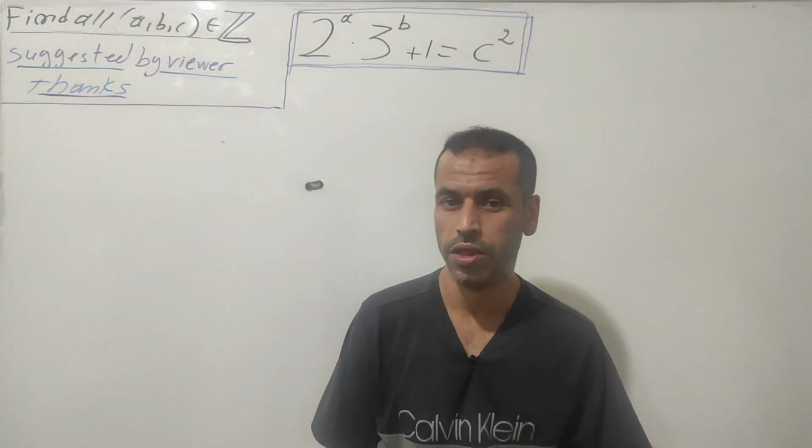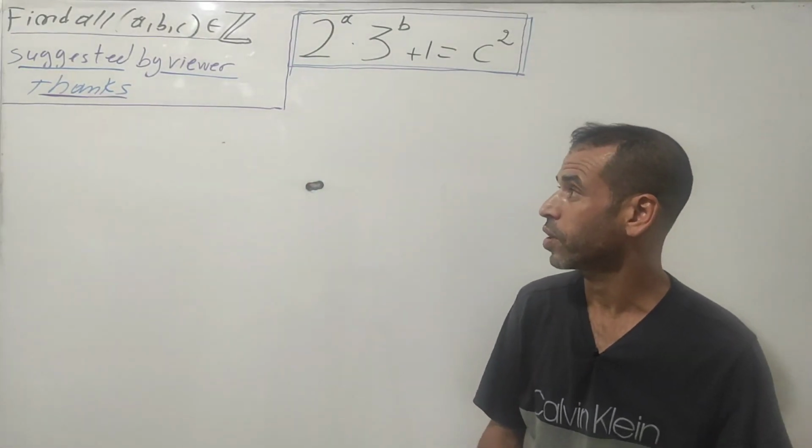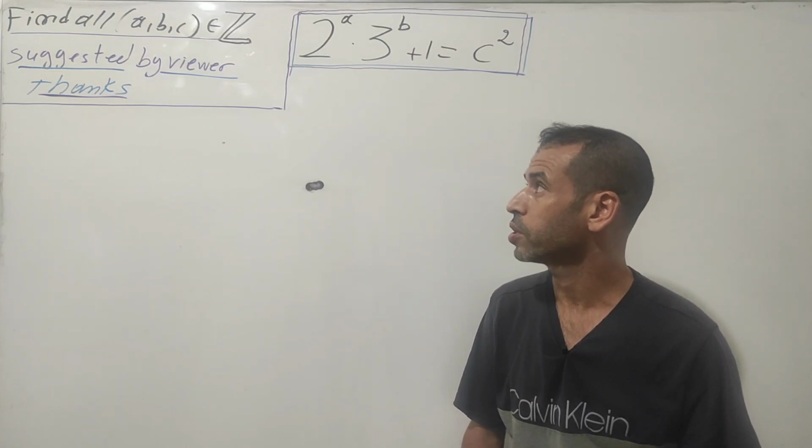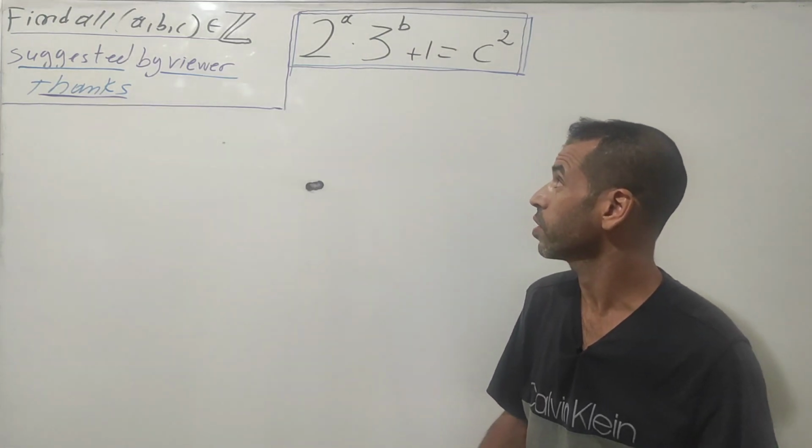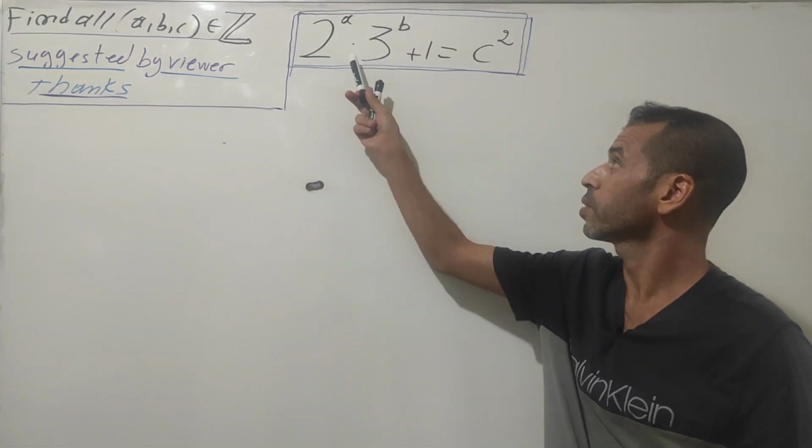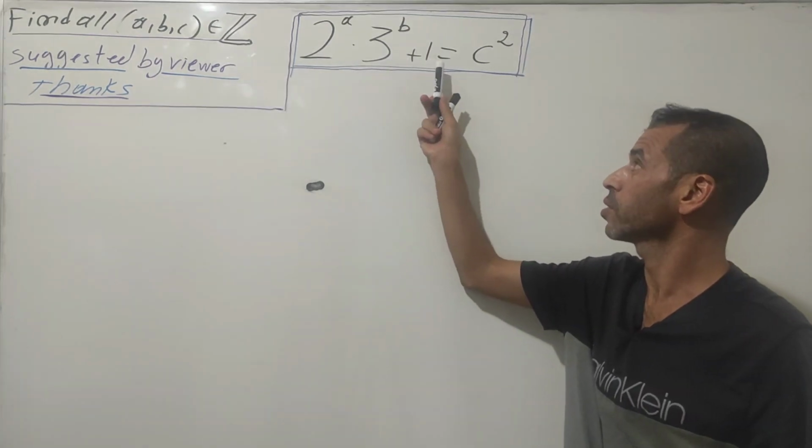In today's video, here is a nice problem that was just previewed. Here is the following information. Find all a, b, c as integers that satisfy the following equation: 2 to the a multiplied by 3 to the b plus 1 equals c squared.